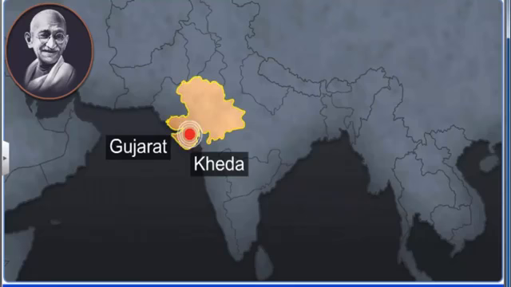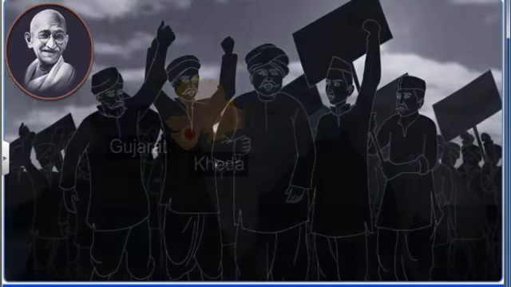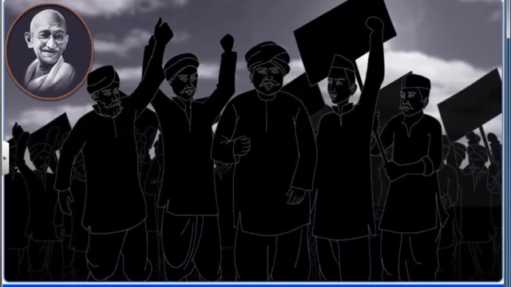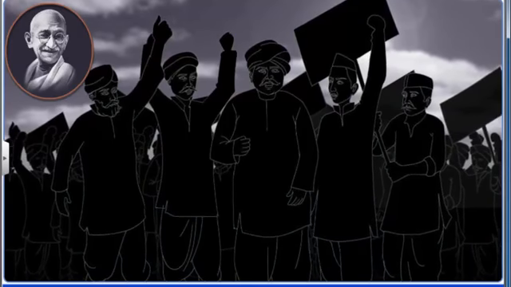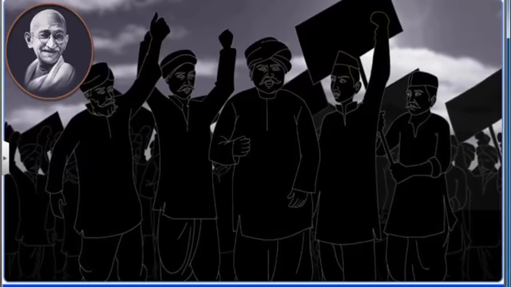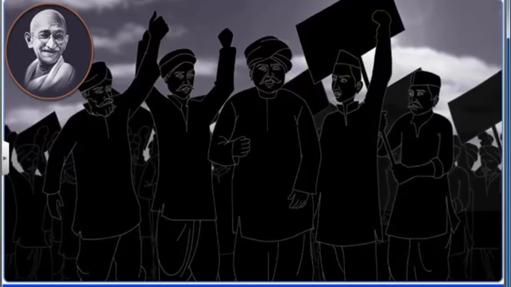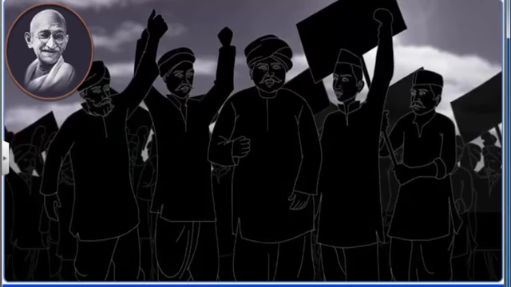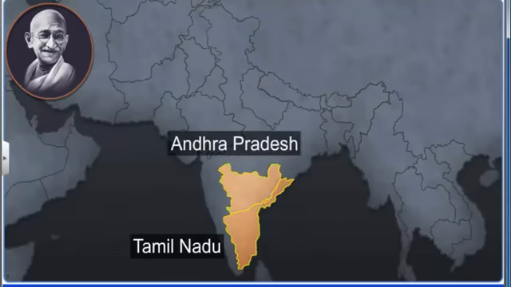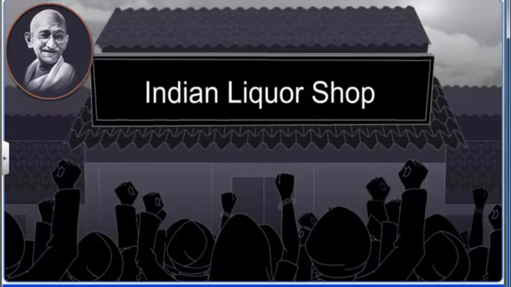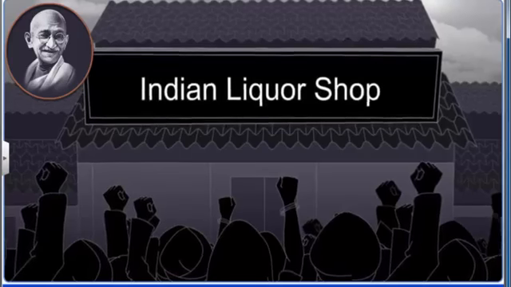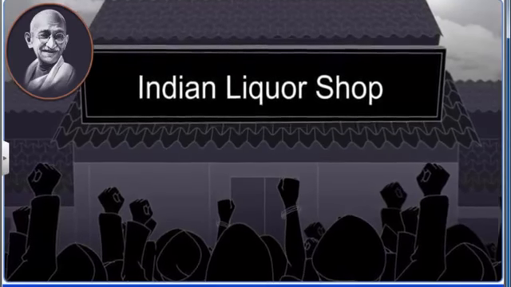In Kheda district of Gujarat, poor farmers and peasants protested through non-violent demonstrations against the high taxes imposed by the British. They believed that Gandhiji would help them get their taxes reduced. In the interiors of Tamil Nadu and in coastal Andhra Pradesh, protests were held outside liquor shops, preventing people from entering it. Such protests are referred to as picketing.